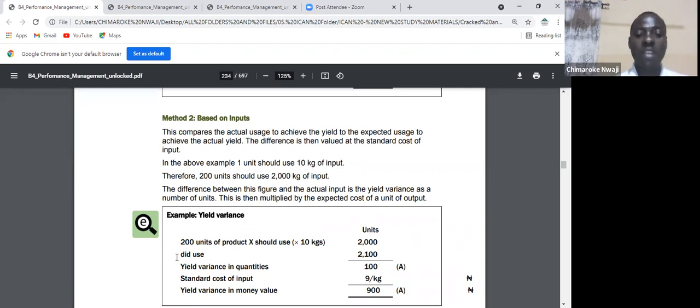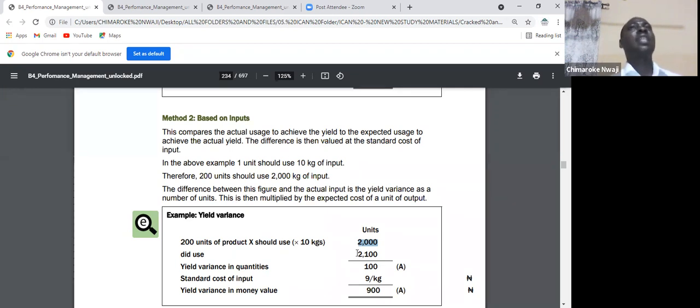But how many did you use? You used 2,100. So you wasted 100. So the yield variance in quantity is 100. I said it's the opposite of the output variance. So this is what you should use, and if you use more than that, it's adverse. This yield variance in the input method seems to align with the way we reason with cost.